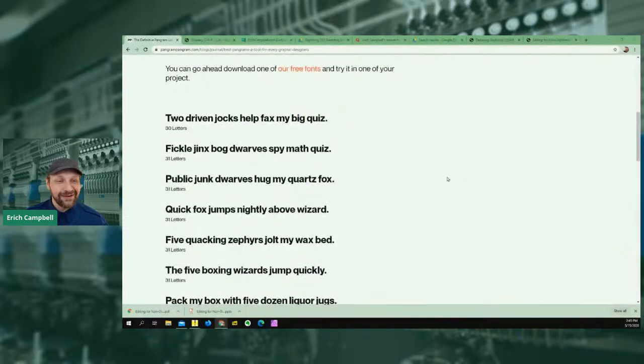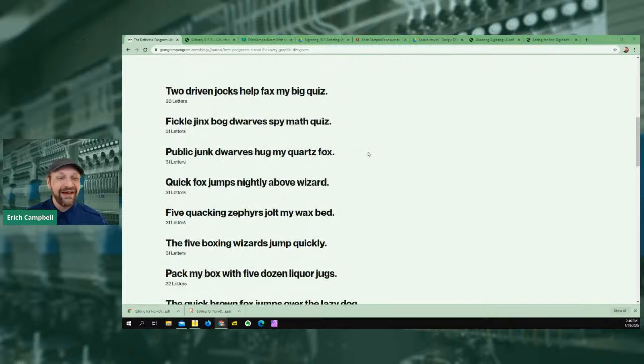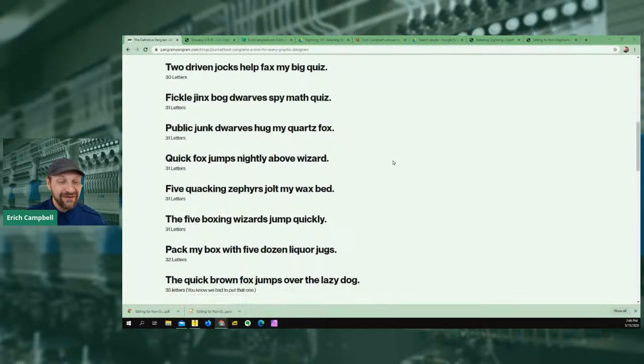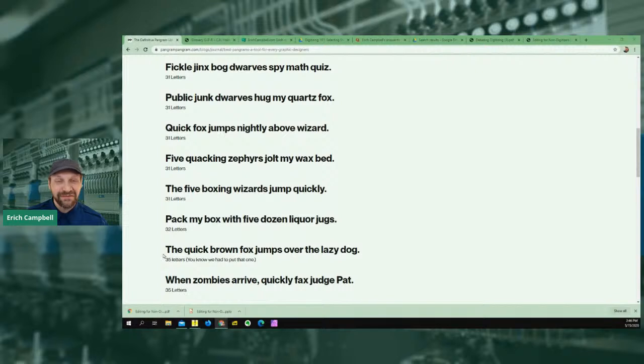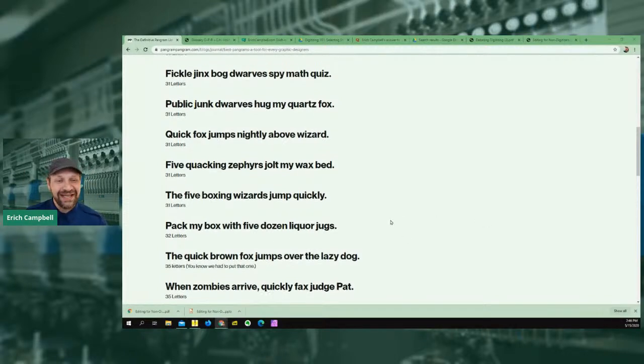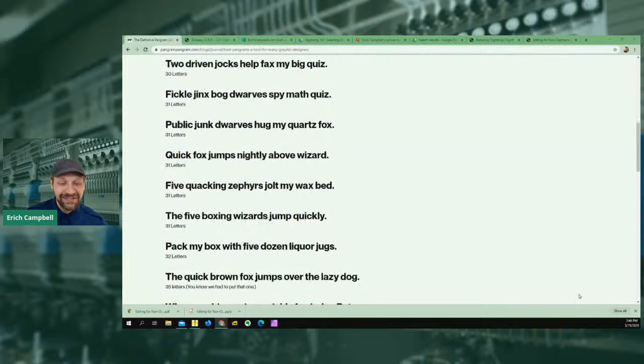So here we are. Two driven jocks help fax my big quiz. All of the letters of the English alphabet are represented in that pangram, and it lets you test how a font or typeface looks and get an idea for it. What people always see is the classic one right here, 35 letters long. The quick brown fox jumps over the lazy dog. You've all seen that, and if you didn't know why we use it for testing, that is why. It's a pangram. It has all of the characters in it all together. And as you can see, I'll actually bring this up.